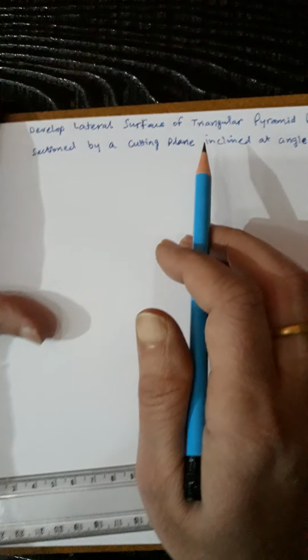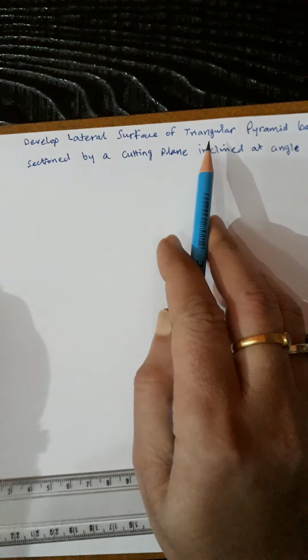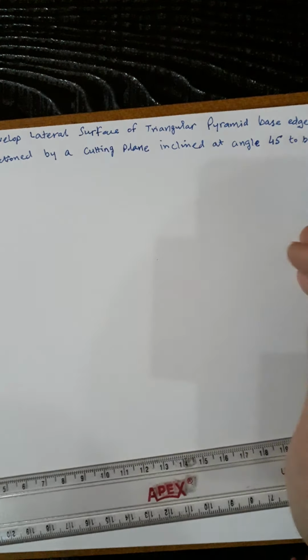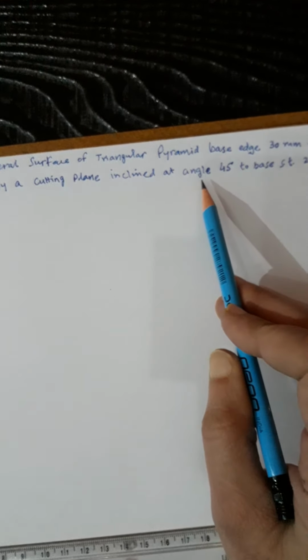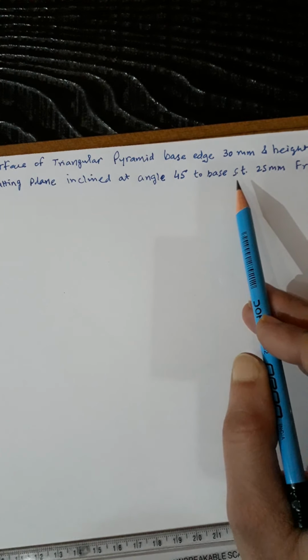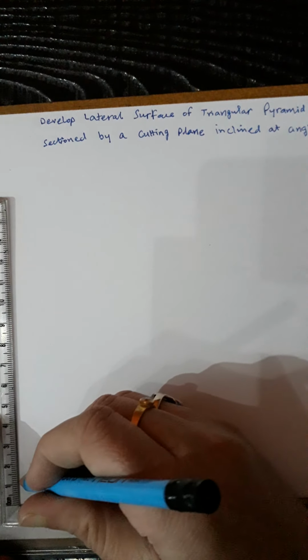Hello students, in this video I will discuss how to develop the lateral surface of a triangular pyramid with base edge 30, height 60, which is sectioned by a cutting plane inclined at an angle of 45 degrees and 25 mm from the apex. So I will be drawing the top view and the front view first.